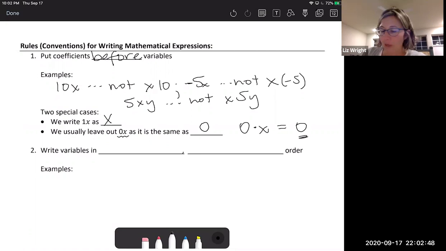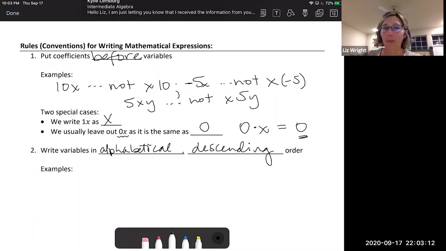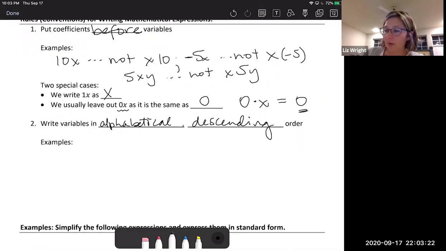Then we write variables in alphabetical and in descending order. Another way you can say it, you just have to be careful with the emphasis, is that you can also write variables in descending alphabetical order, meaning you're putting them in alphabetical order, but then you're putting them in descending order based upon their alphabetical arrangement. Okay, so let's look at some examples.